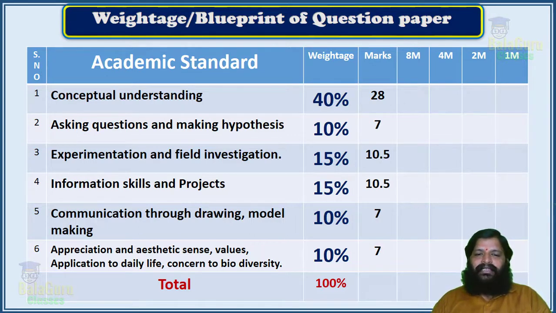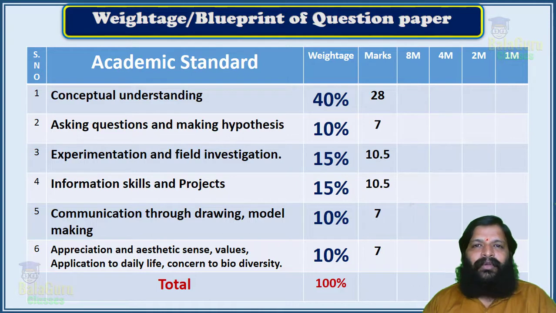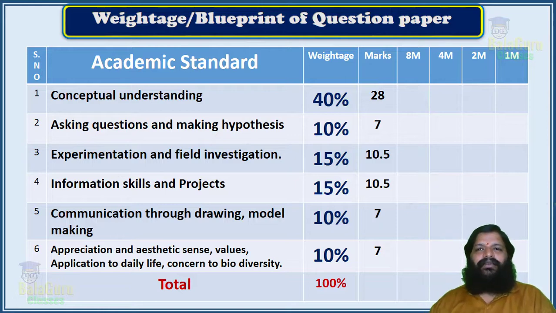Next, appreciation and aesthetic sense values, application to daily life and concern to biodiversity. Write the uses of concave mirror, uses of spherical mirrors, like that questions are expected from this academic standard. Overall we can expect 10 to 12 marks from this lesson, because we have experiment and project based questions, numerical problems, ray diagrams. So many chances are there in this lesson. Suggestion: prepare the first lesson well and secure good marks.